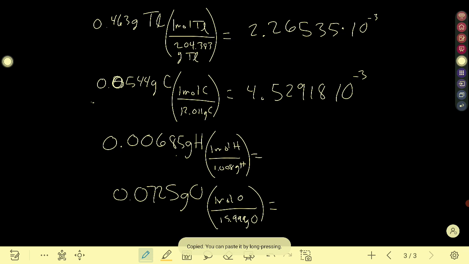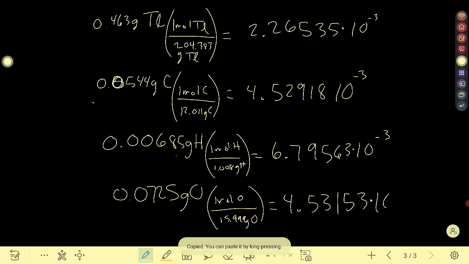And then hydrogen's 0.00685 divided by 1.008. And I'm going to get 6.79563 times 10 to the negative third. At the bottom, 0.0725 divided by 15.999. And you're going to get 4.53153 times 10 to the negative third.